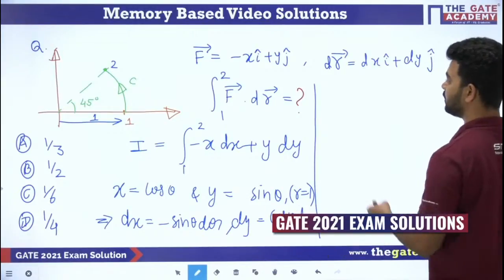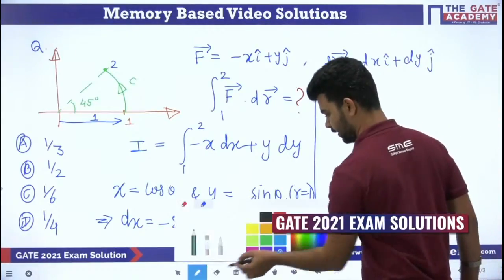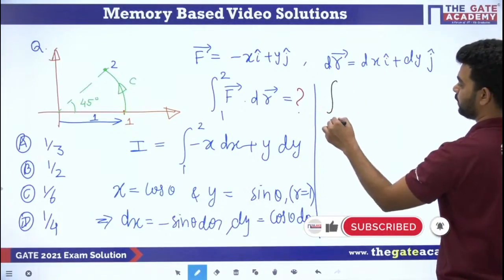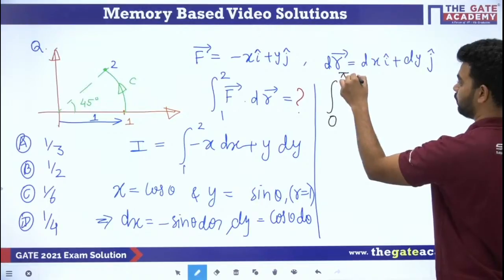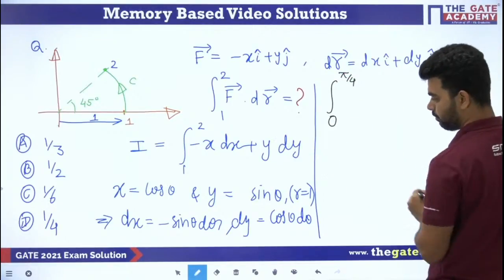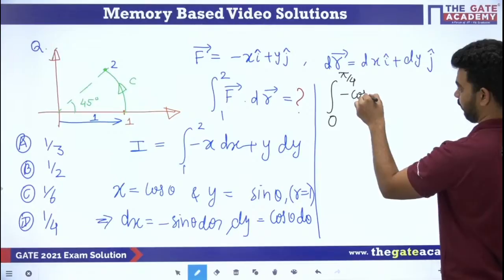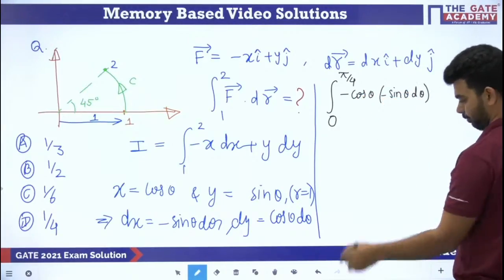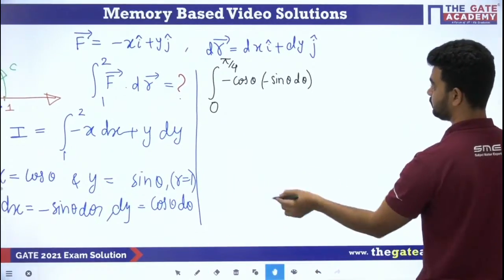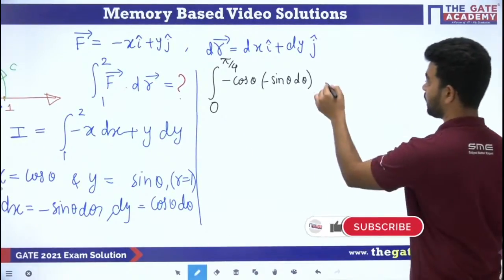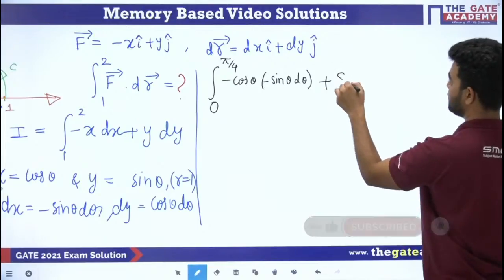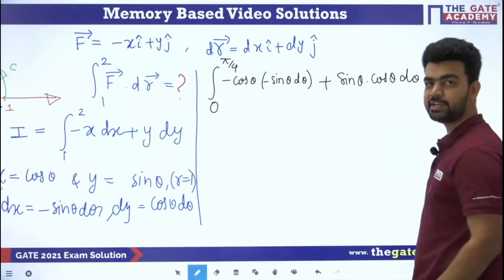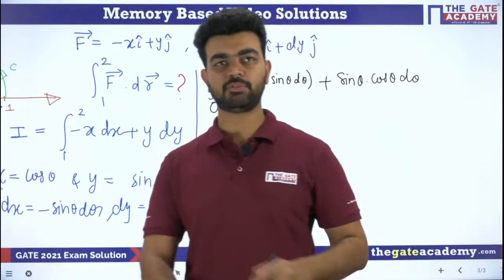Now if this is given to us, what we will do? We'll substitute all this here and we'll put the limits of theta, from 0 to pi by 4, 45 degree. Minus x means minus cos theta into minus sin theta cos theta, plus y, that is sin theta into cos theta d theta. Now the whole integration has been converted into the parametric form, right?